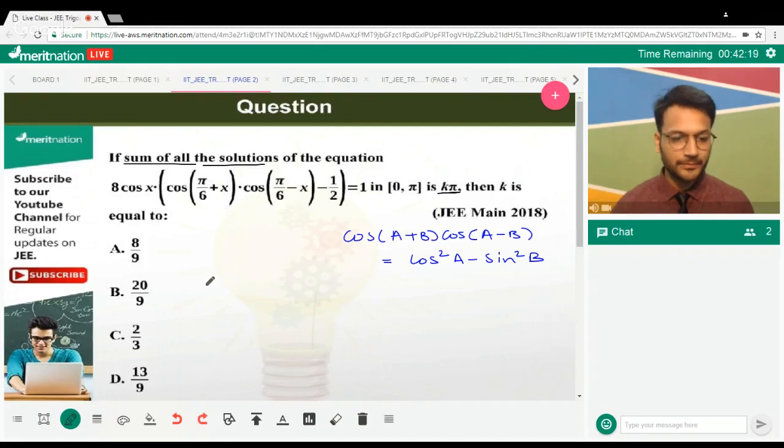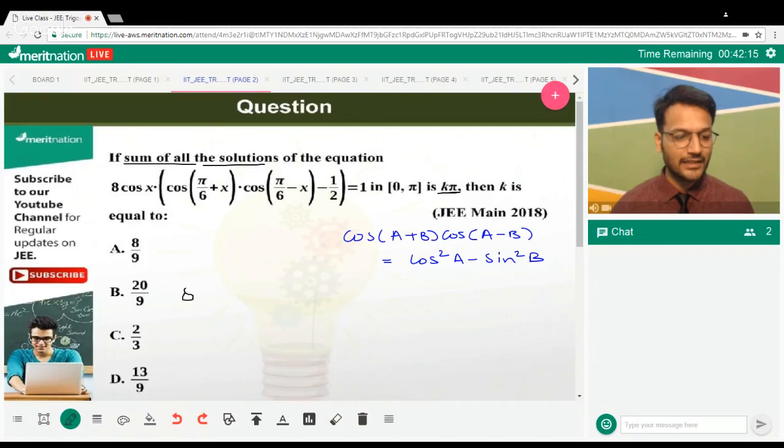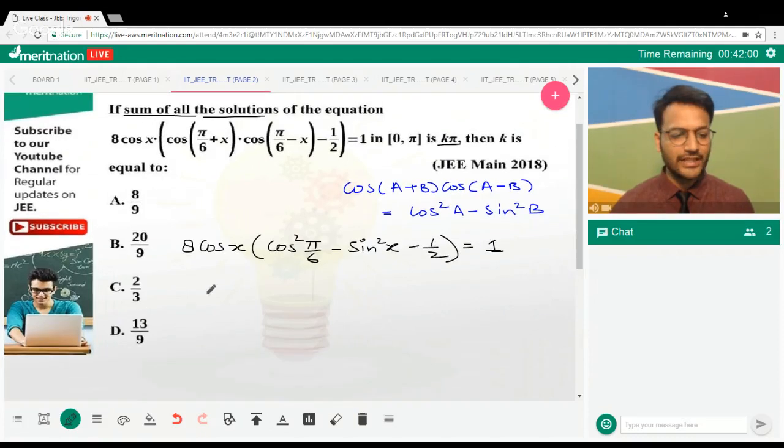Just a moment. So I'll use that. This is nothing but 8 cos x, then this can be written as cos square pi by 6 minus sine square x, minus 1 by 2, that is equal to 1. So you just need to solve this equation. And in today's session, we'll primarily solve the equations only.